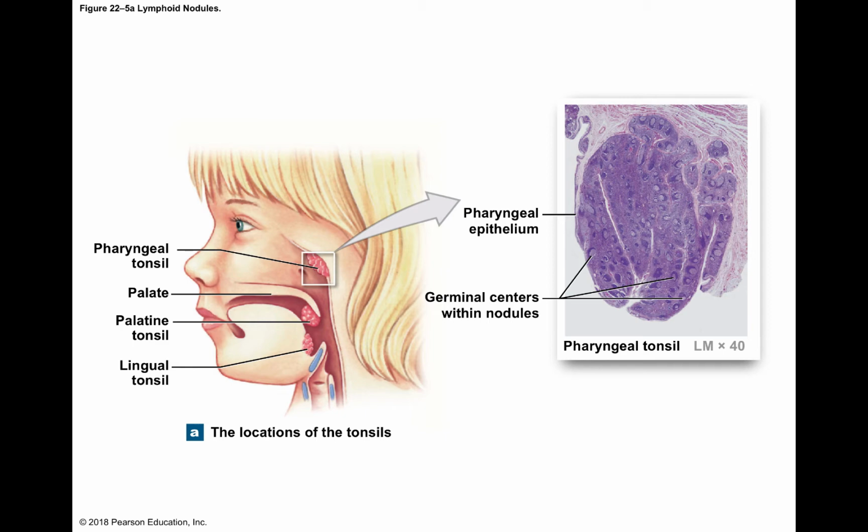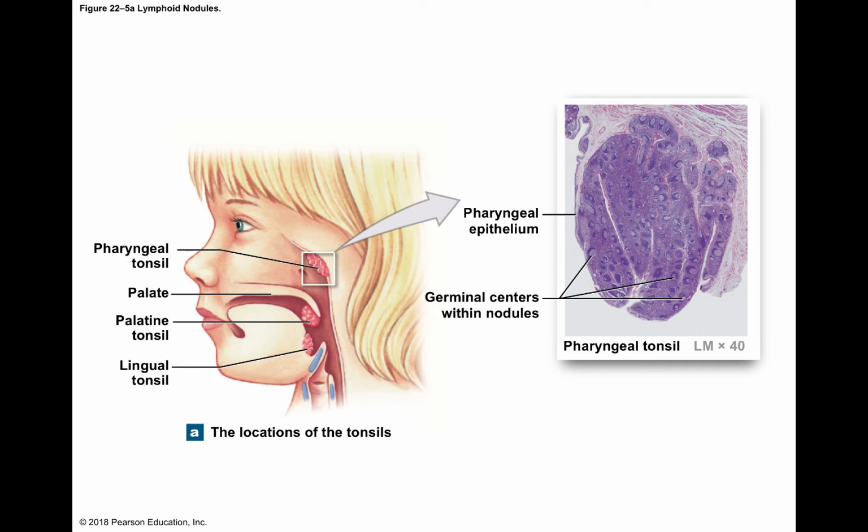So when they're multiplying, those areas get really big, right? So when you have an infection, you might have enlarged tonsils, okay? And that's why they're enlarging, because those lymphocytes just keep multiplying and getting bigger.